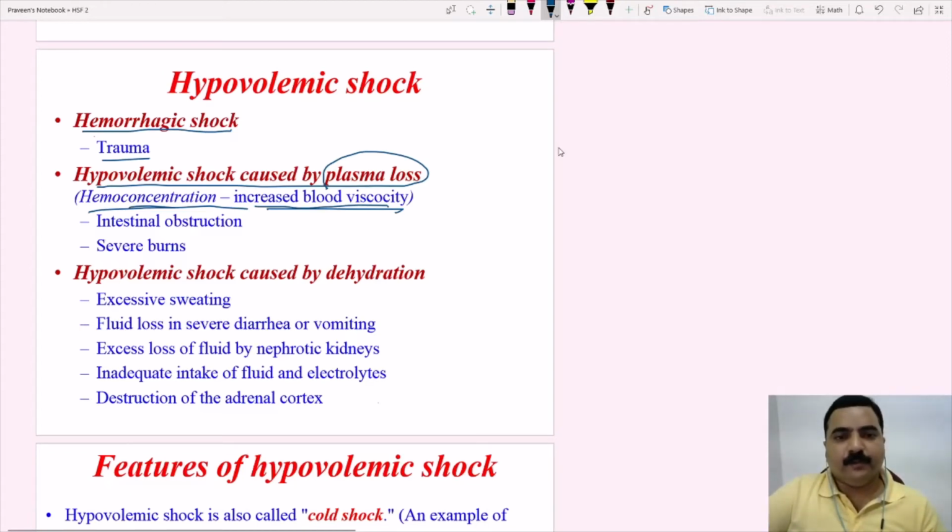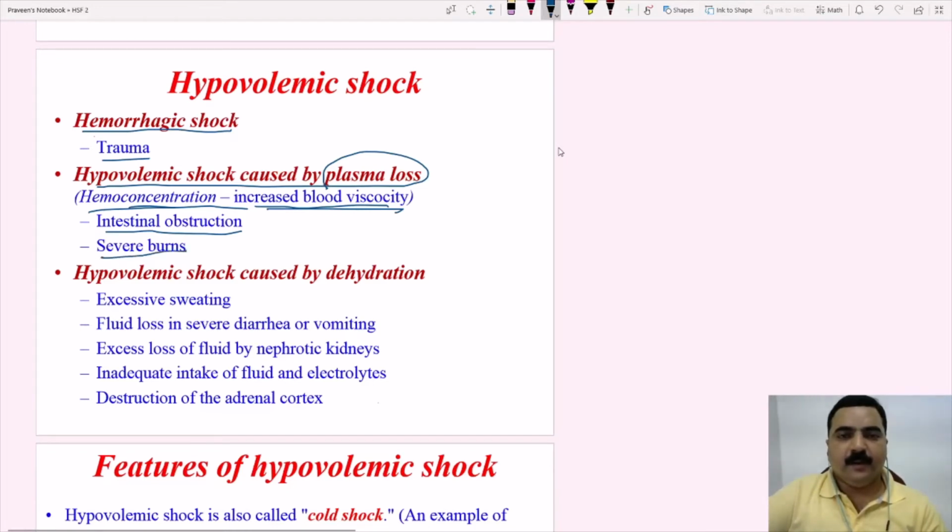What are the causes of losing plasma? If you have an intestinal obstruction, what will happen? It will try to push against the obstruction, so a lot of fluid comes from the blood into the intestine to compensate, trying to overcome that obstruction. In that scenario, all the fluid from the blood goes into the intestine and the blood is lacking fluids. The plasma will be lost in that way.